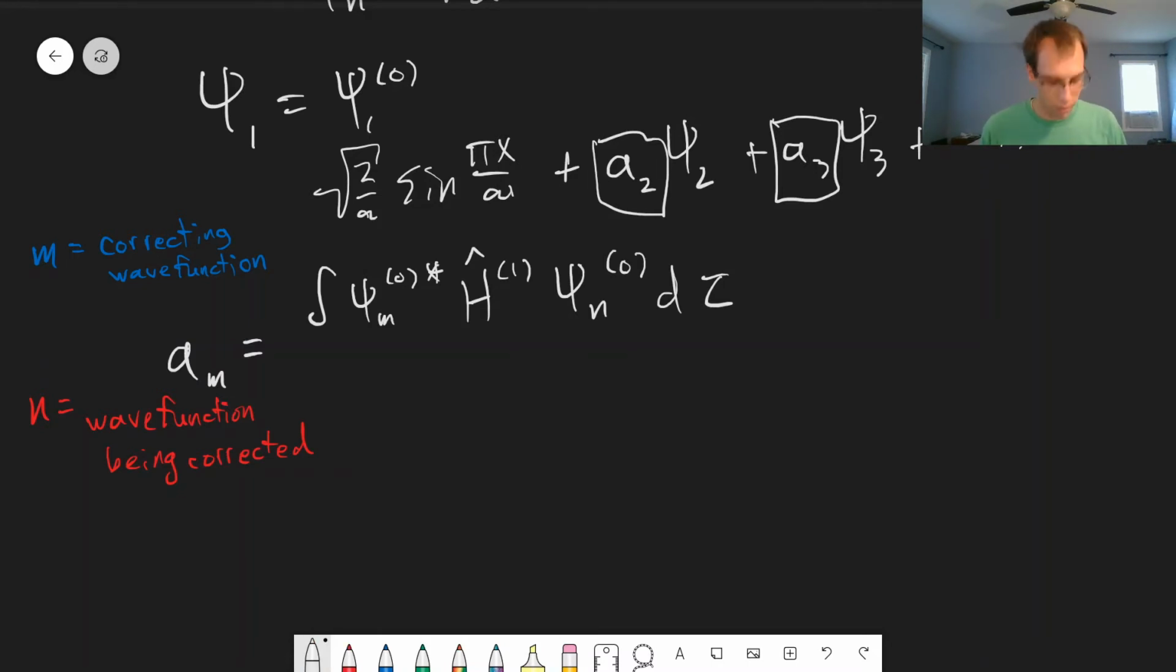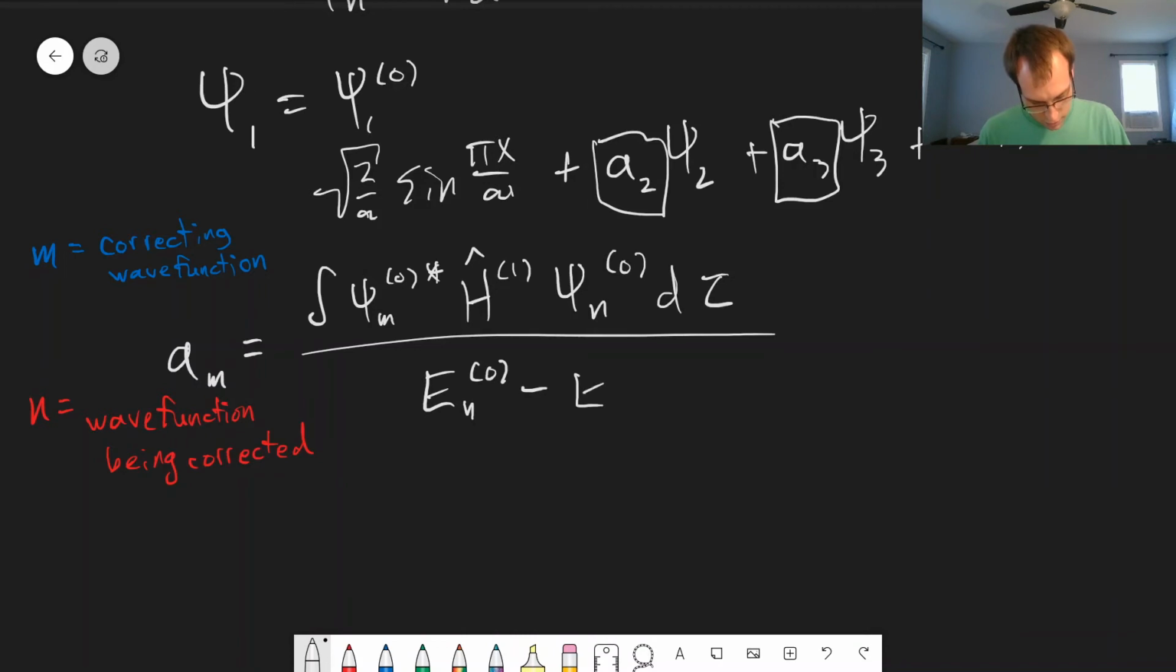Okay, so we have that integral divided by the difference in the zero order energies of our wave functions here. And again, m cannot equal n. So these coefficients tell us how much of our other known wave functions we add to find the perturbation. And again, this contribution could have up to infinite terms, and we usually have to cut it off at some point. We can't generally find these infinite sums.